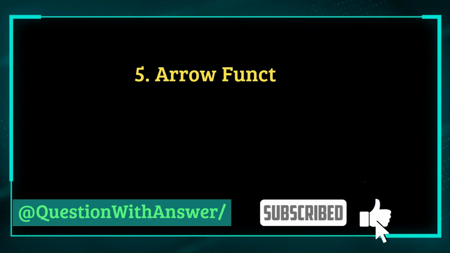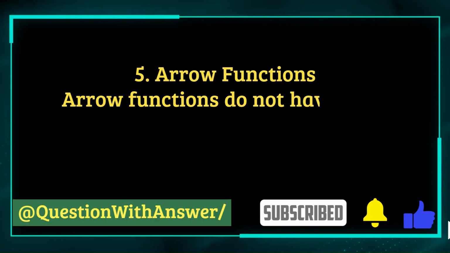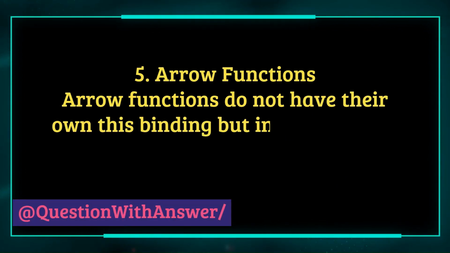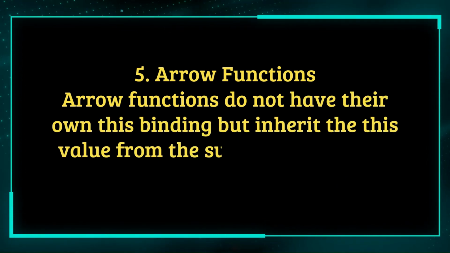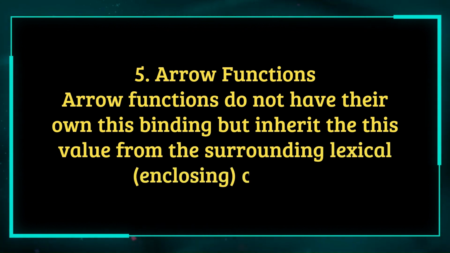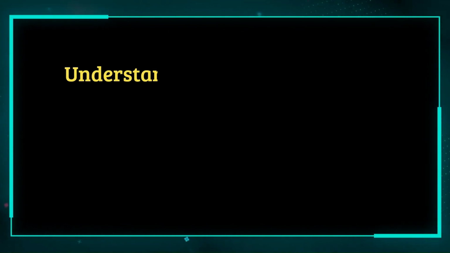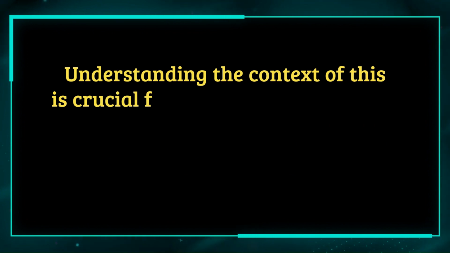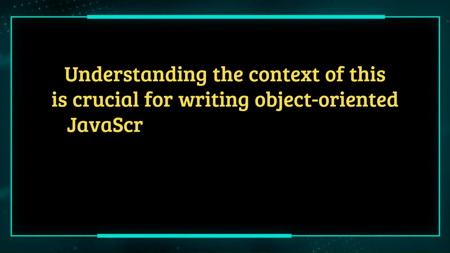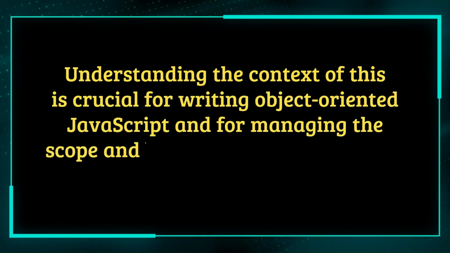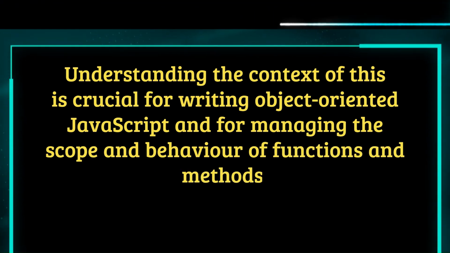5. Arrow functions. Arrow functions do not have their own this binding but inherit the this value from the surrounding lexical, enclosing, context. Understanding the context of this is crucial for writing object-oriented JavaScript and for managing the scope and behavior of functions and methods.